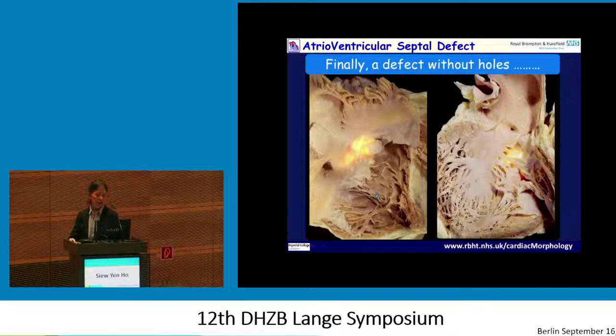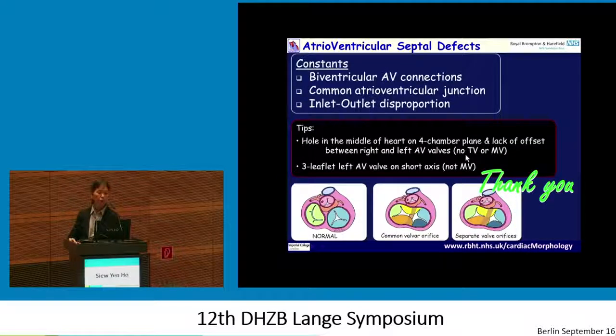So an atrioventricular septal defect, transilluminated, but without any holes at all, intact cardiac septal structures. So I think the constants are, for me, biventricular atrioventricular connections, a common atrioventricular junction, and inlet-outlet disproportion. Thank you very much.